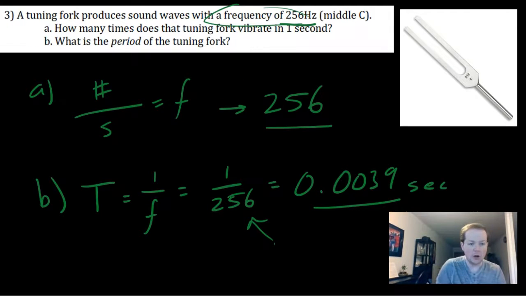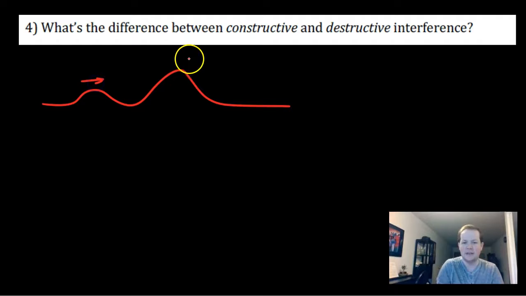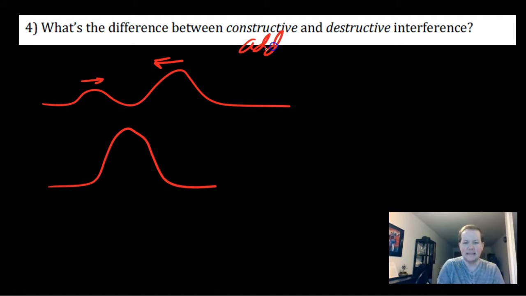Okay, moving right along. Number 4. What's the difference between constructive and destructive? Constructive waves add up. So if this wave was going to the right, and this one's going to the left, they add together. You would get a taller wave. Whereas destructive, they subtract. It's almost like canceling.